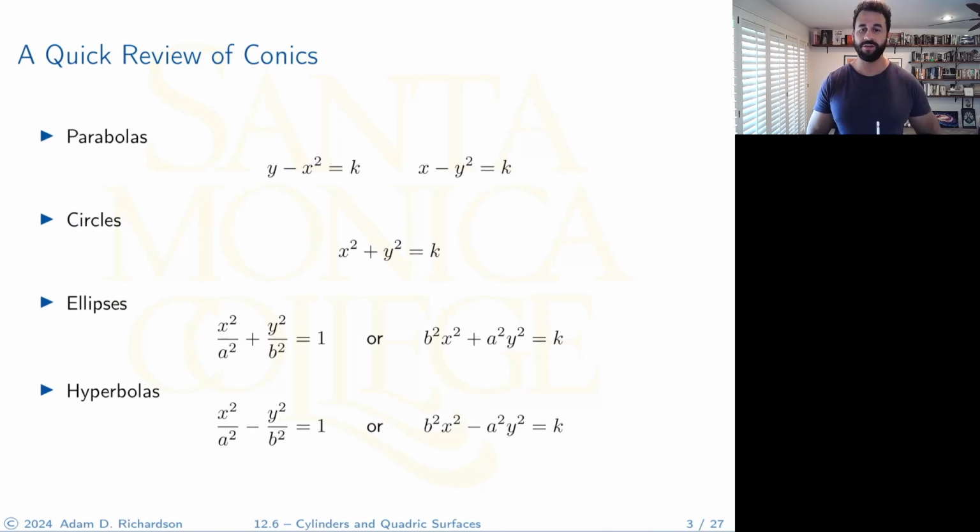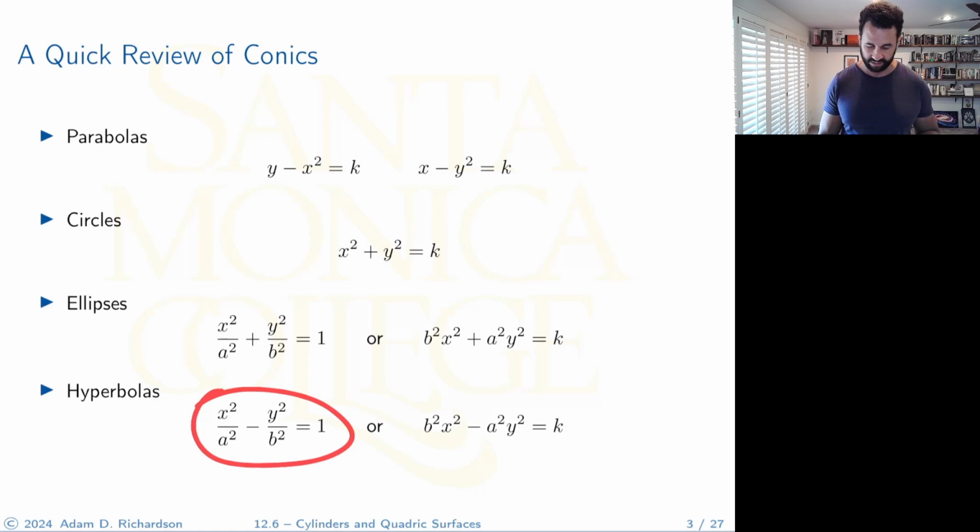So just a very quick review of the general forms and standard forms of conic sections. Parabolas, the ones you know and love: y equals x squared, x equals y squared, and then oftentimes you'll have a shift involved. Circles, classic: x squared plus y squared equals some number, some radius. Ellipses have this standard form, and the general form of an ellipse looks like this. A lot of times this is a little more handy. We'll see why in just a few minutes.